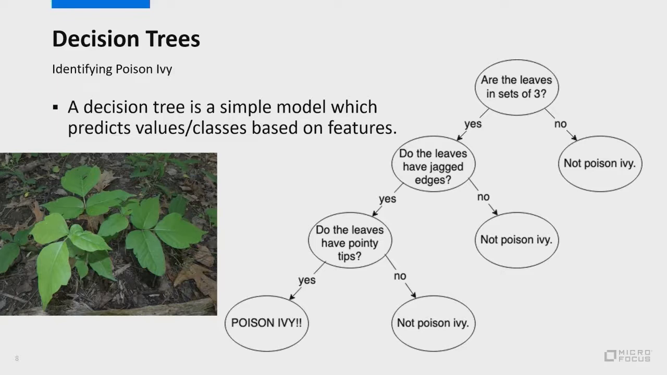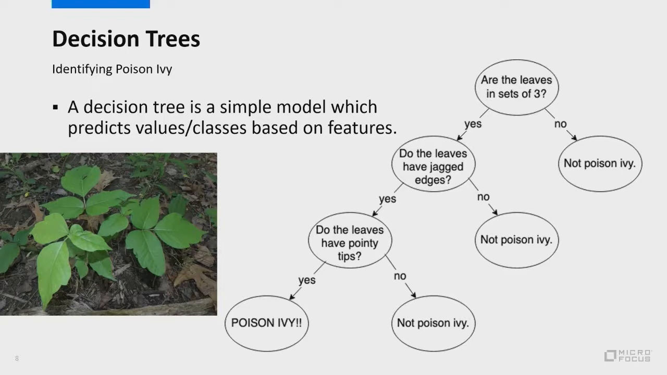And so here on the right, we have a decision tree which just classifies whether something is poison ivy or not by its traits. You might know this as a flowchart, but a flowchart is a type of decision tree. In this case, we have three conditions. Are the leaves in sets of three? Do they have jagged edges? And do they have pointy tips? If any of these are not the case, then it's not poison ivy. But if all of them are, then it is poison ivy.